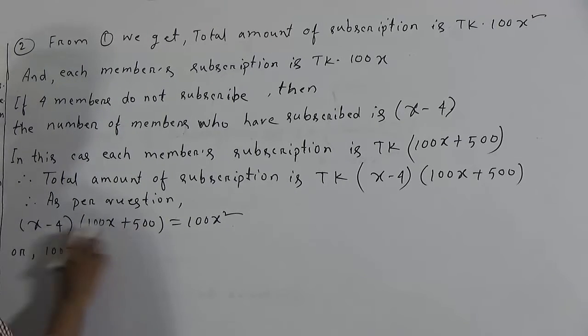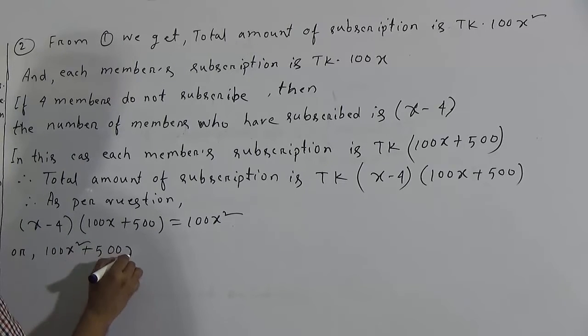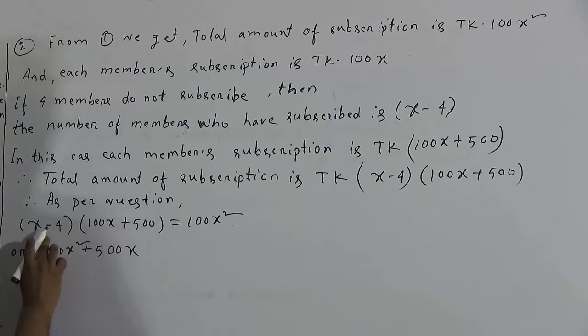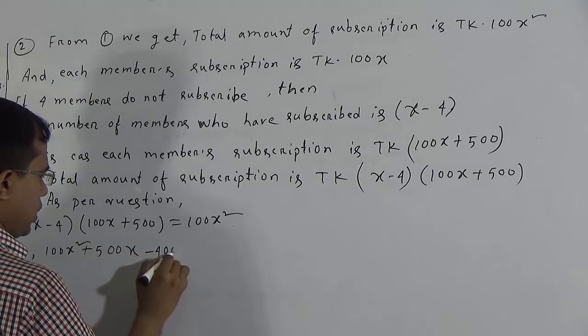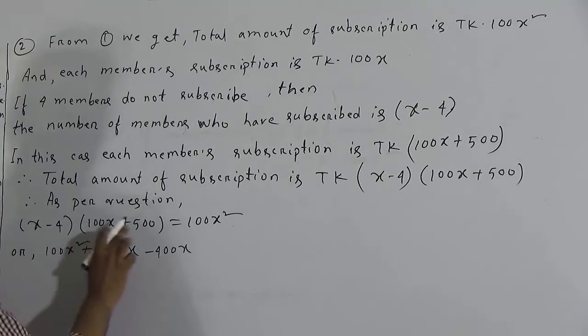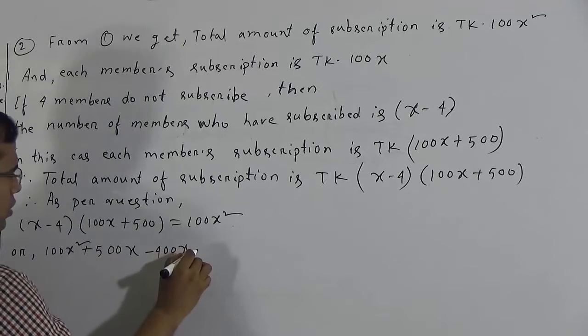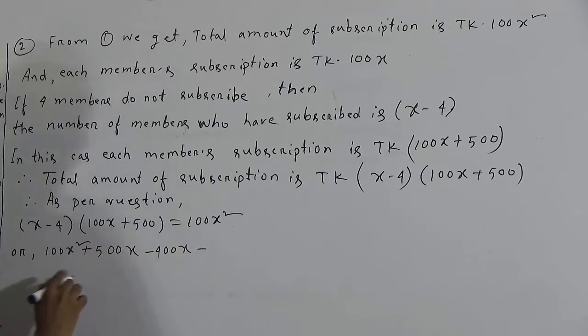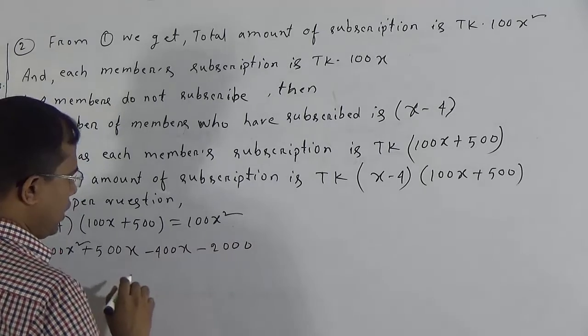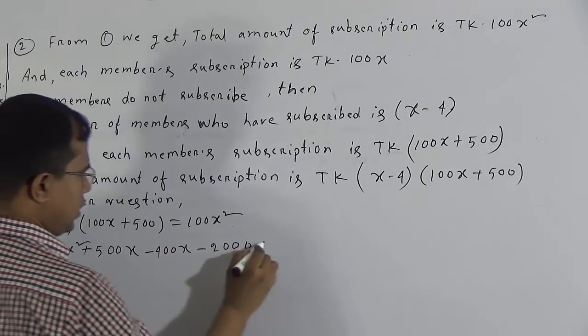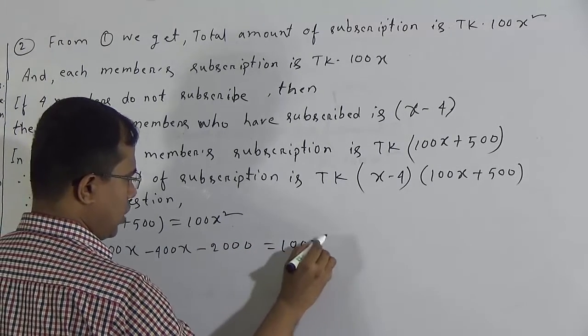Now, x into 500, this is equal to 500x. 500x minus 4 into 100x, this is equal to minus 400x. And again, minus 4 multiplication 500 equal to minus 2000, and this is equal to 100x square.